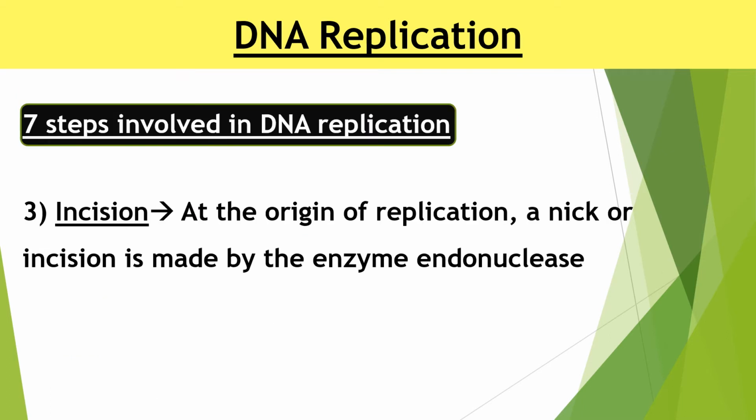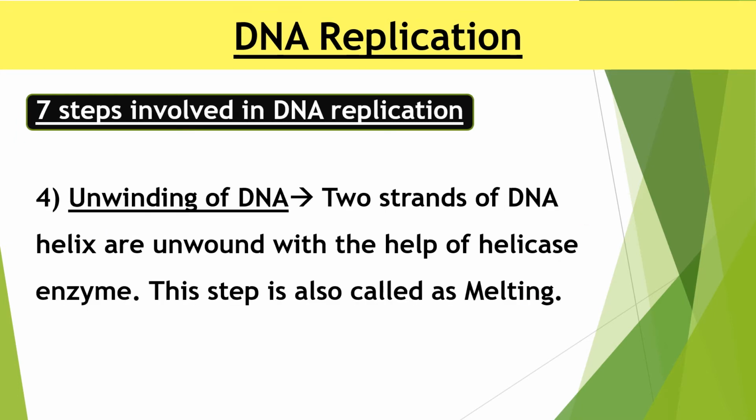The third step is incision. Incision simply means creating a cut or a nick in the DNA at the origin of replication. This is done with the help of an enzyme, endonuclease. Very important point. After we have made the nick or the incision, the next thing is to unwind the DNA.